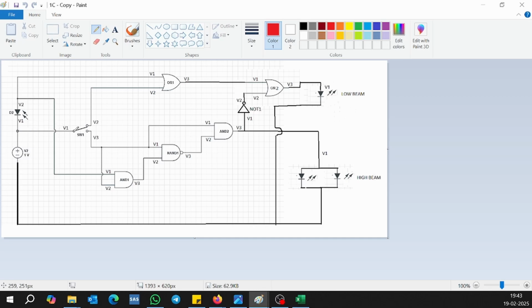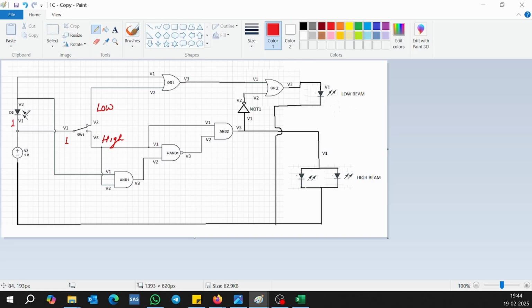Now see, the driver has put it where? In the low beam side. This is the low beam side, this is the high beam side. This is the high beam side of the switch, this is the low beam side of the switch. Now see, there is no switch in between, so V1 is always 1. V1 here also, for the light sensor also, is always 1.